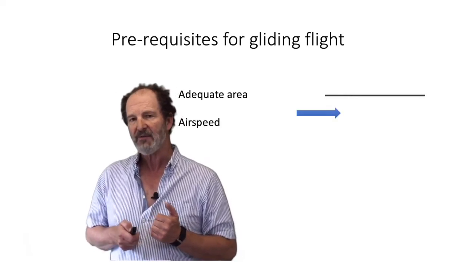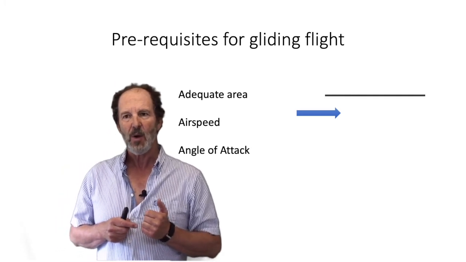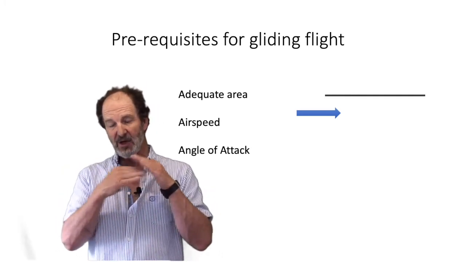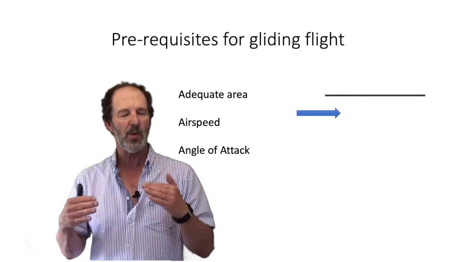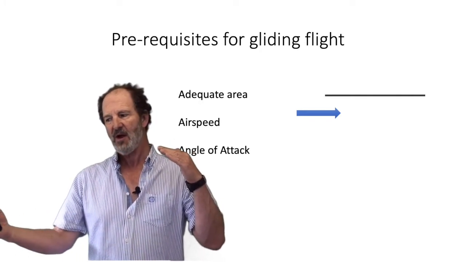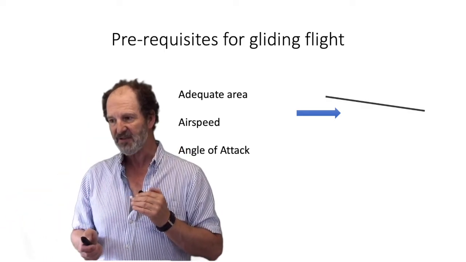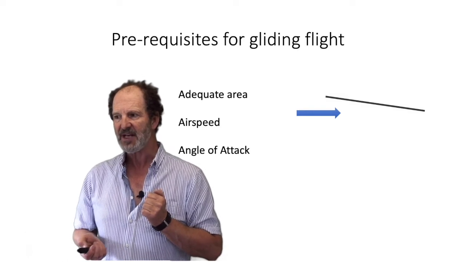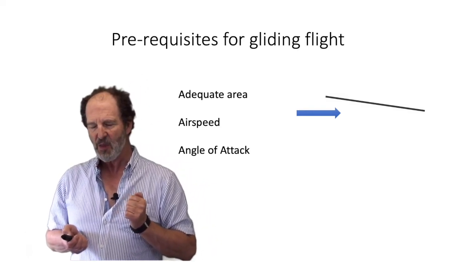The next thing we require is a suitable angle of attack. What's an angle of attack? Well, that is basically the angle at which the airflow meets that surface. So in the case of a hang glider, it's a wing. It's the relative airflow from the direction of travel over the top and bottom surfaces of the wing. So we need a suitable angle of attack. Those are the basic prerequisites that we need.